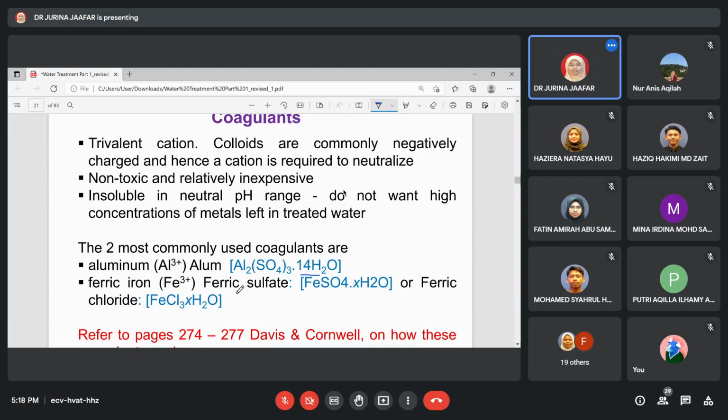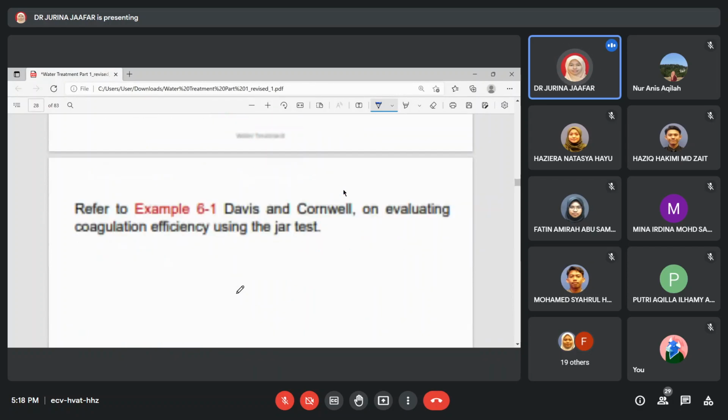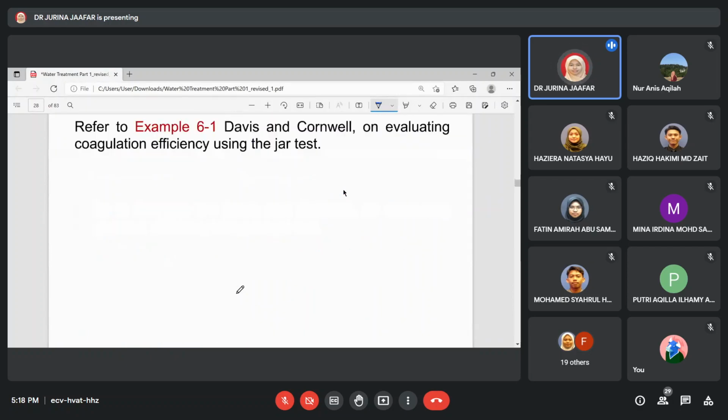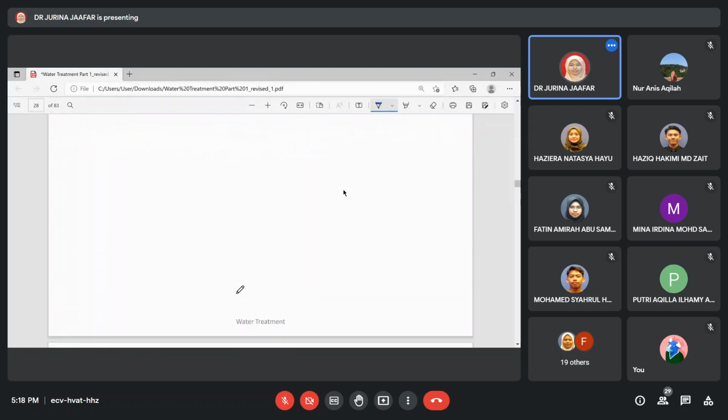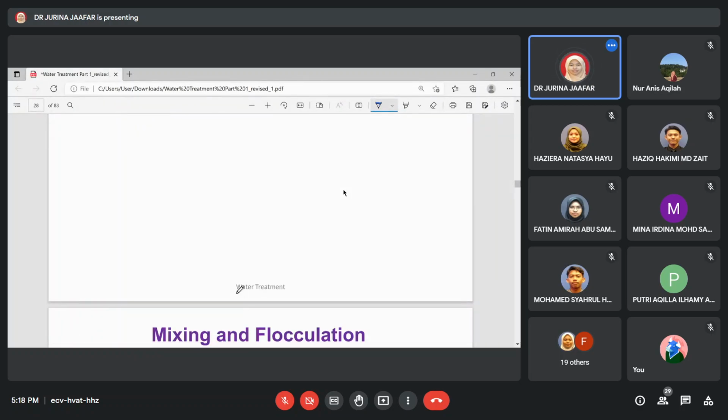Okay. Right. Then so here we have example 6.1. I will share with you in the WhatsApp, the exercise.